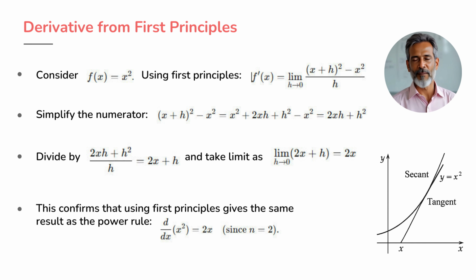Simplify the numerator. x squared plus 2xh plus h squared minus x squared simplifies to 2xh plus h squared. Then dividing by h, we get the expression 2x plus h. Now, taking the limit as h approaches 0, h vanishes, leaving us with 2x. So, from first principles, we see f prime of x equals 2x. Notice how perfectly this matches the power rule result for n equals 2.